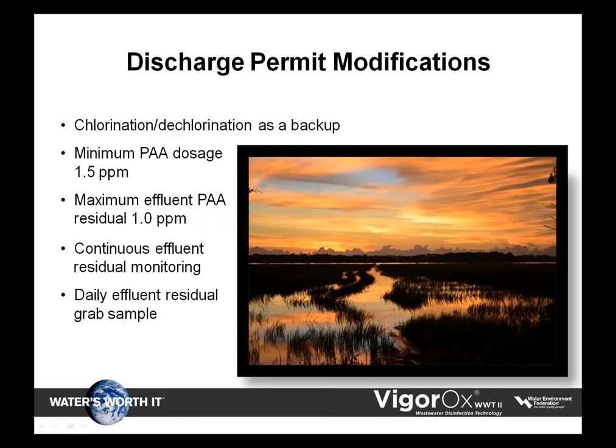With our new discharge permit, we were required to maintain the chlorination-dechlorination system as a backup. This includes our chlorine feed system and chlorine storage tank. Our new limits were a minimum PAA dosage of 1.5 parts per million and a maximum effluent residual of 1.0 part per million. We were required to monitor the effluent residual continuously, so we had an analyzer installed at our final effluent, which was also connected to our plant SCADA system. We also needed to collect a daily effluent grab sample, which we analyzed for residual with our single analyte meter.